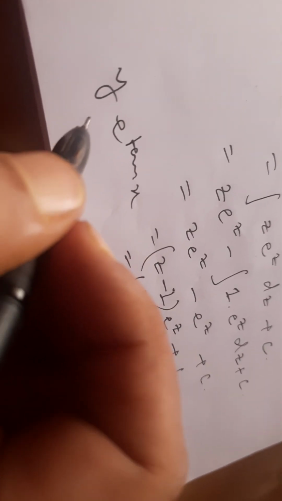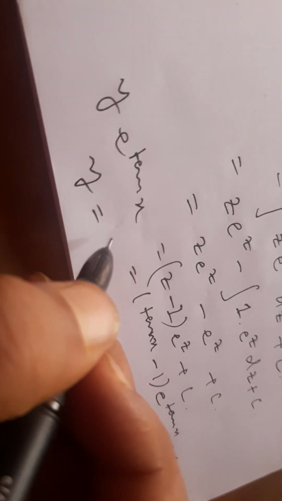So our solution becomes y into e to the power tan x equal to this. Or this can be written, if we divide the whole equation by e to the power tan x, we will get y equal to tan x minus 1 plus c into e to the power minus tan x, where c is an arbitrary constant.